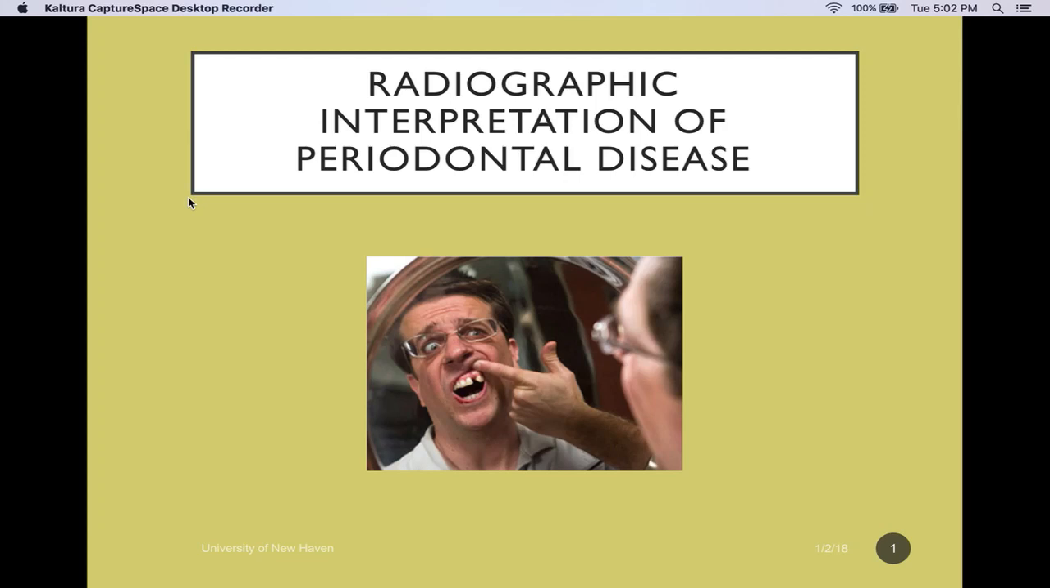Today we will be going over radiographic interpretation of periodontal disease. As we go through this, it's important to note that we will only be going over what's necessary to know for your radiography class. The only stuff we'll be going over is what bone loss and periodontal disease appears like when looking at a radiograph. Everything else you're going to learn in your periodontal class. The class that you learn about the periodontium will cover everything else.